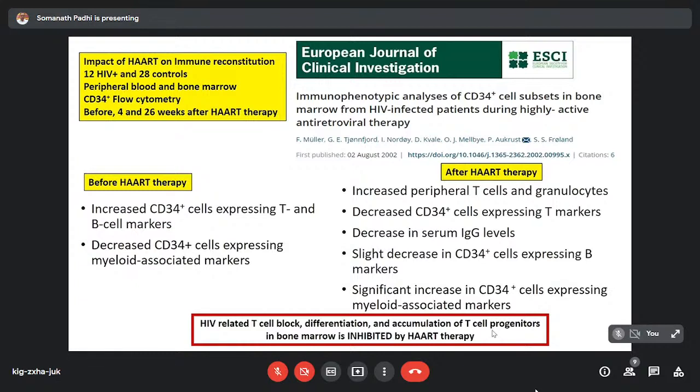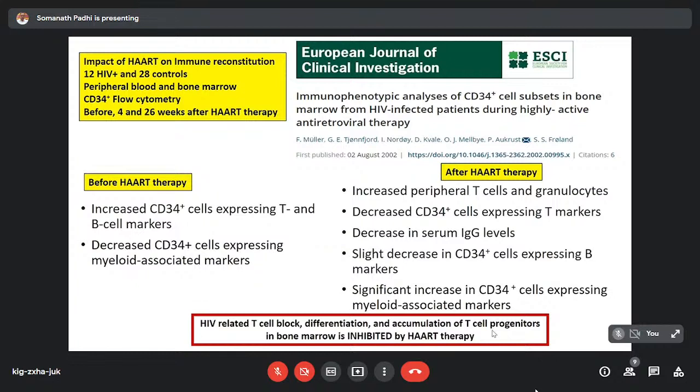Whereas once HAART was started, as expected, there was an increased number of peripheral T cells and granulocytes. That means the T cell population started increasing along with the TLC count, and the ANC also started increasing in the peripheral blood. There was a decrease in CD34 positive cells expressing T cell markers, which were more before. There was also a decrease in serum IgG levels, a slight decrease in CD34 positive cells expressing B cell markers, and a significant increase in CD34 positive cells expressing myeloid associated markers.